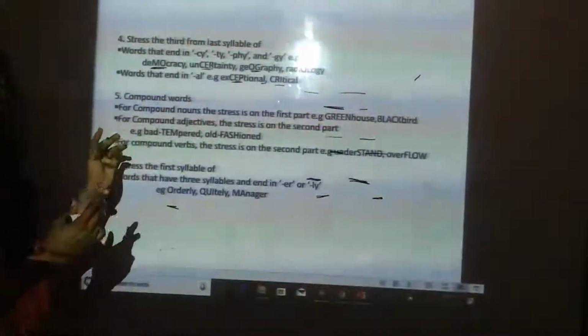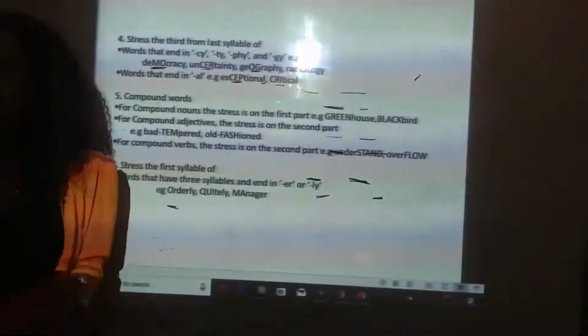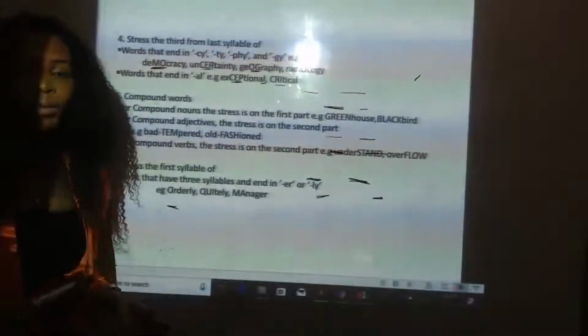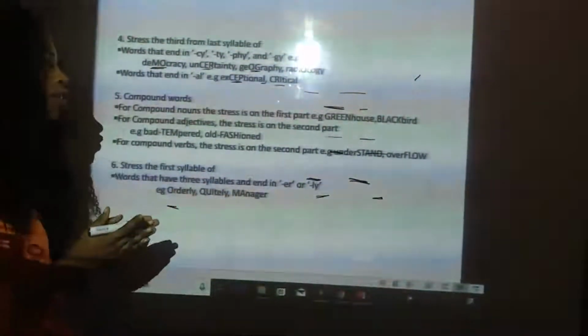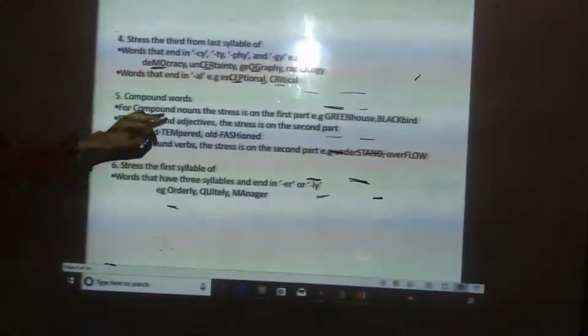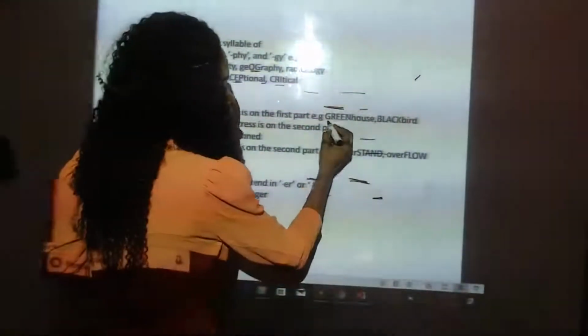Next, a compound word is just the amalgamation of two different words. When you combine two simple words, you get a compound word. For example, the word schoolboard. You have the word school, and you have board. When you put them together, it gives you a compound word. So any compound word that happens to be a noun must be stressed at the first syllable.